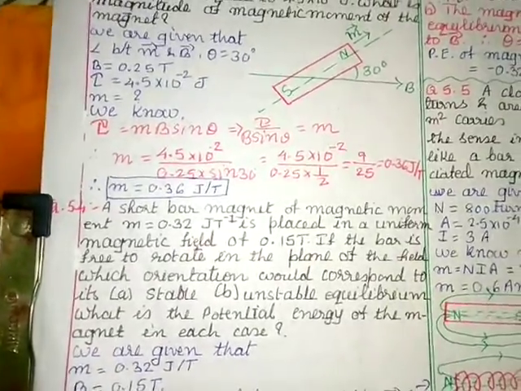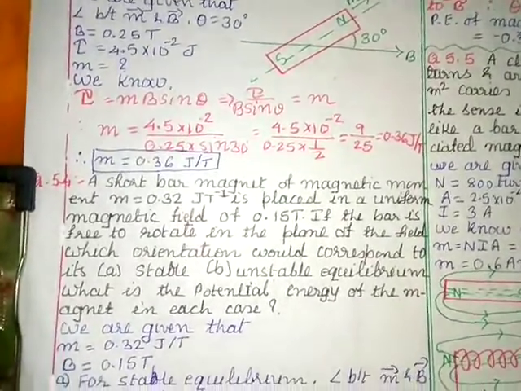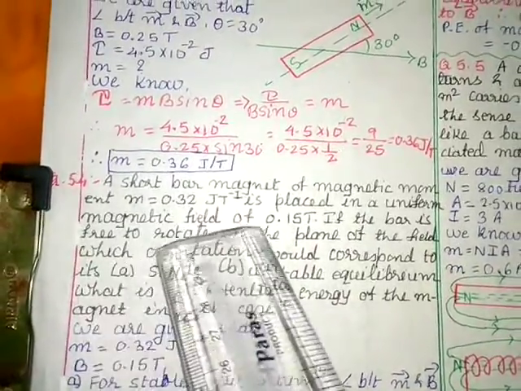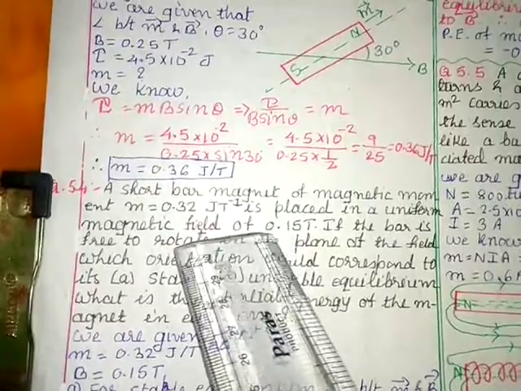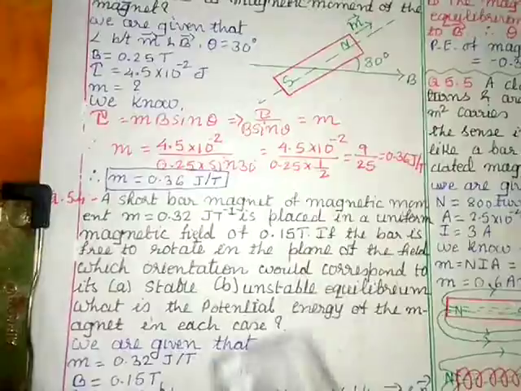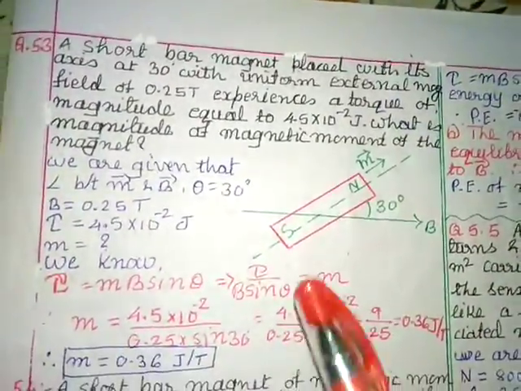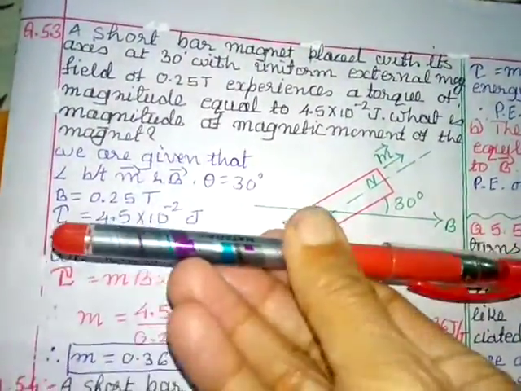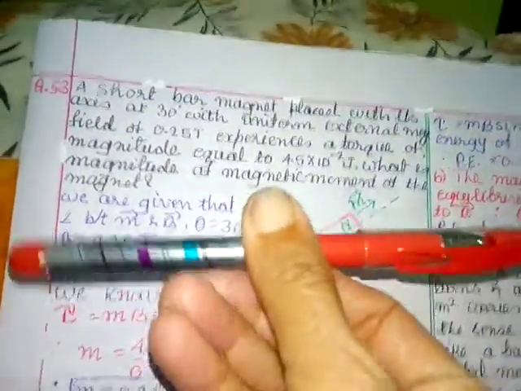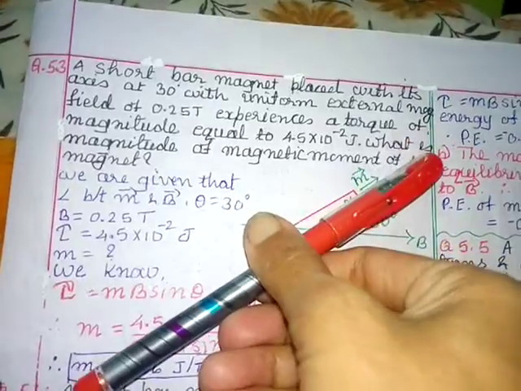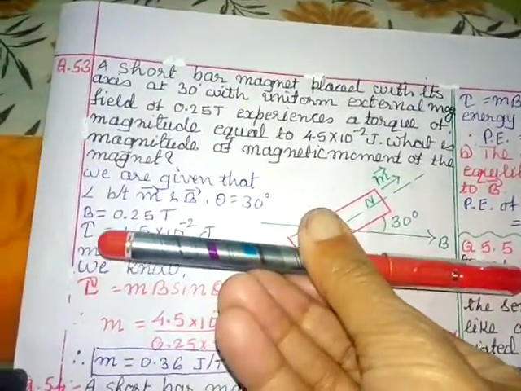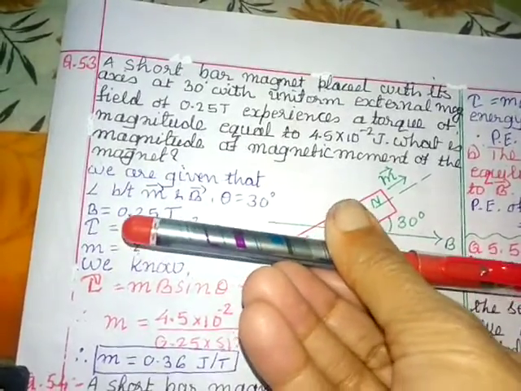Now we are given a magnet which has magnetic moment 0.32. Then the field magnitude is given as 0.15 Tesla. They have asked about stable and unstable equilibrium. If you look at this figure, if this north pole is aligned with the magnetic field, if the magnetic field is this side, the north pole is here. So if the magnetic needle or bar magnet is placed like this, that means it is stable. That means the angle is 0 degree.